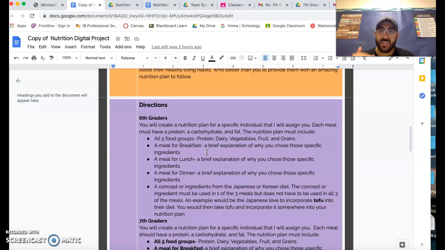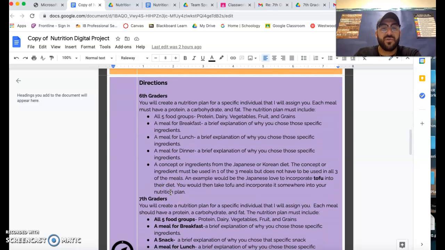In addition to that, guys, and I'm looking at this area right here, you have to incorporate a concept or ingredient from the Japanese or Korean diet. The concept or ingredient must be used in one of the three meals, but does not have to be used in all three of the meals. So let me give you an example. The Japanese love to incorporate tofu into their diet. So what you would do is take that concept and incorporate tofu into one of your meals for your client. And so that's just an example of what you could do within your guys' nutrition plan.